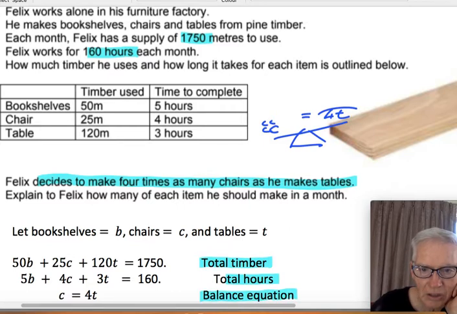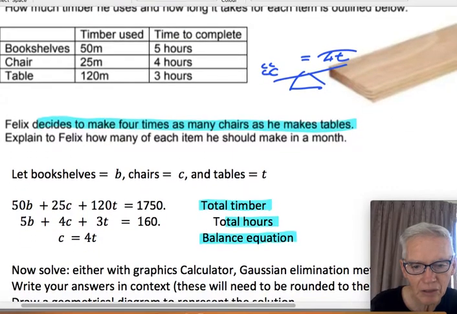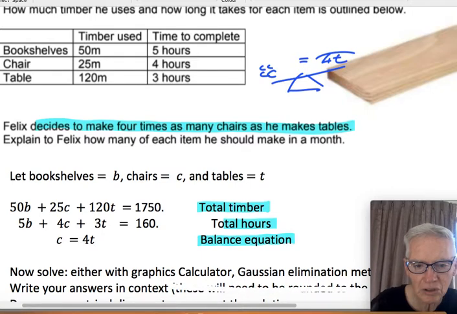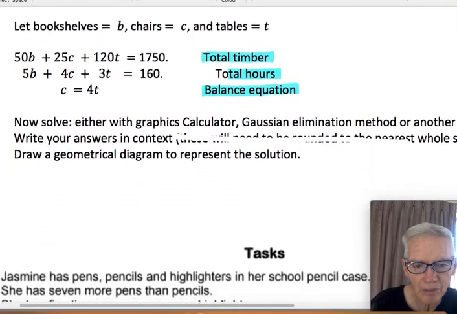The balance equation, please use a type of seesaw to help you work it out. Then you can go ahead and solve it with a graphics calculator. Sorry, these ones do not need to be rounded, so let's just cross that out there, right? Because this will come to whole numbers. So you don't need to round that one at all. And you draw a geometric diagram.